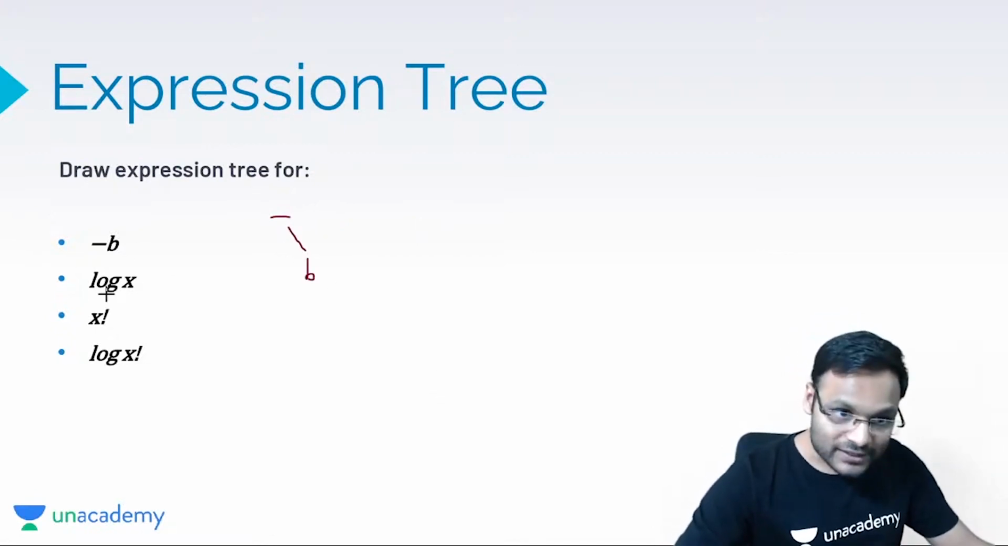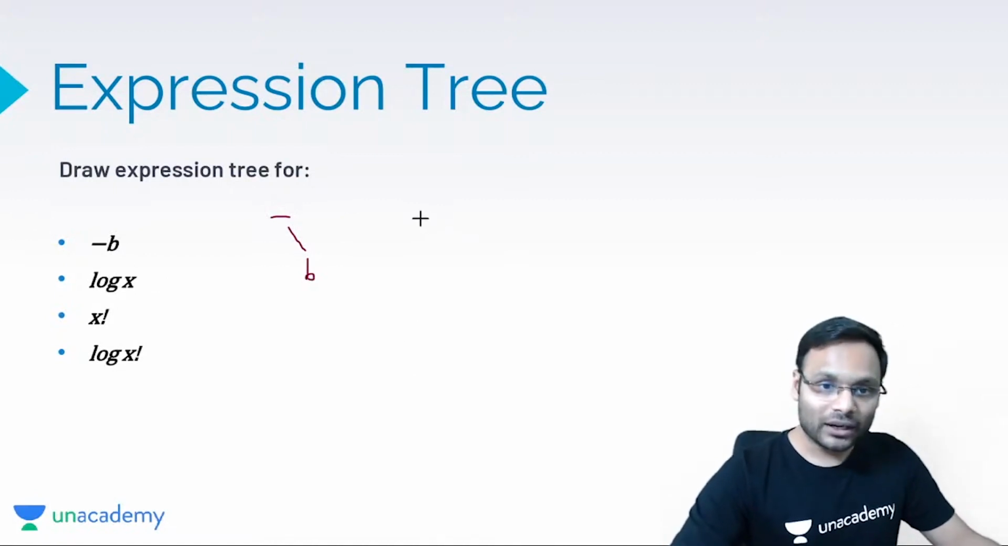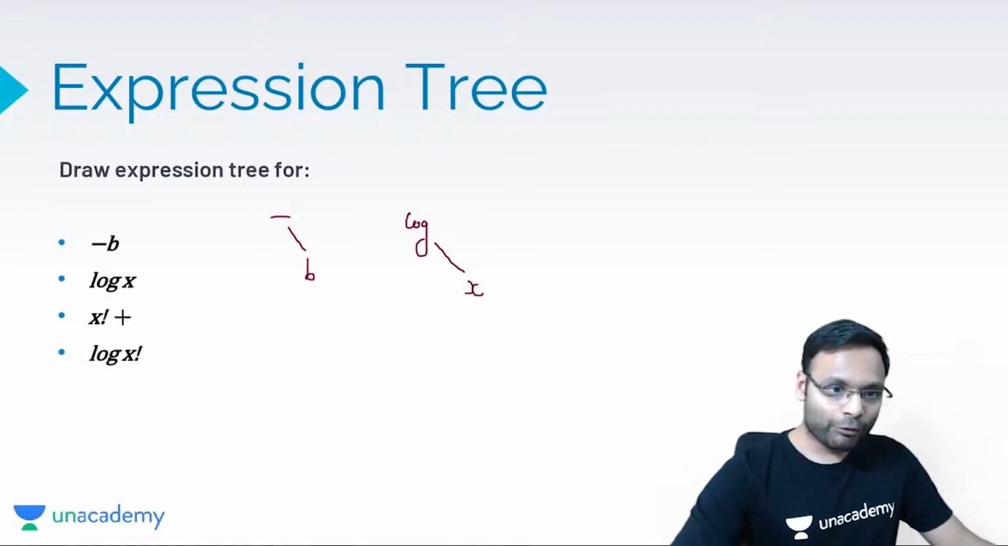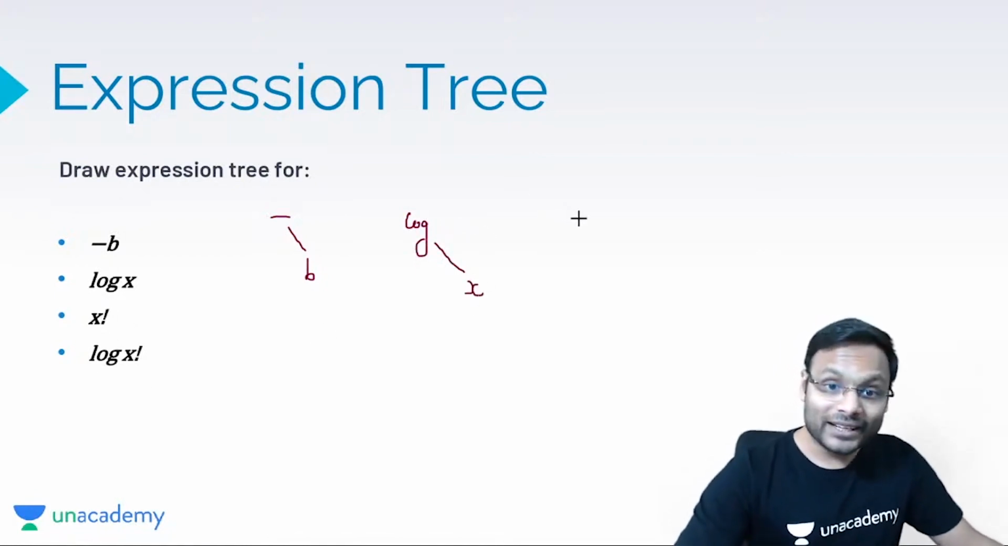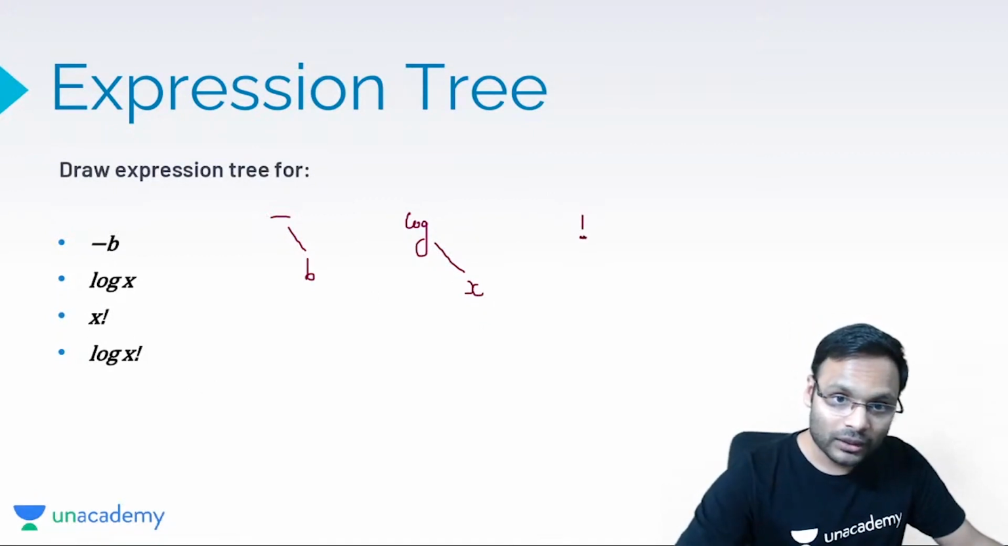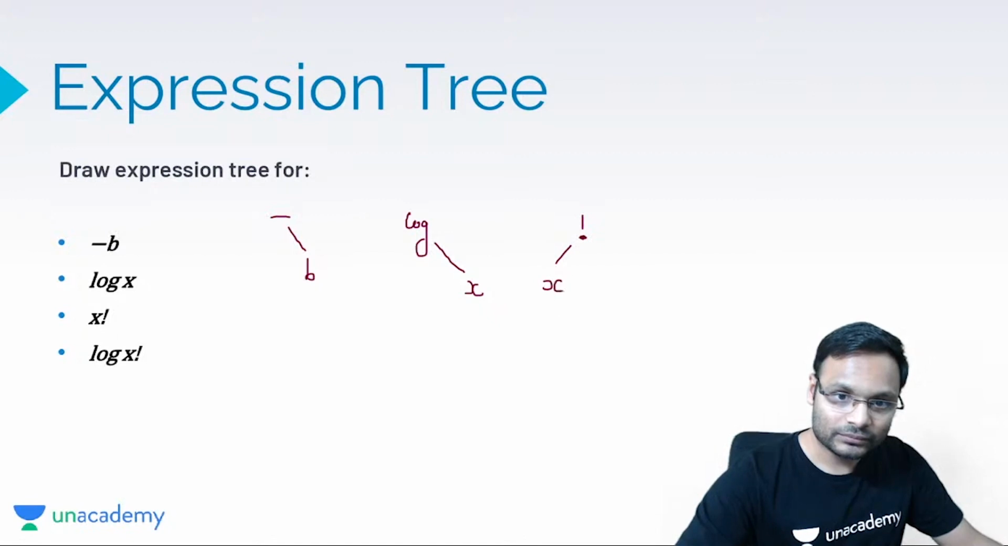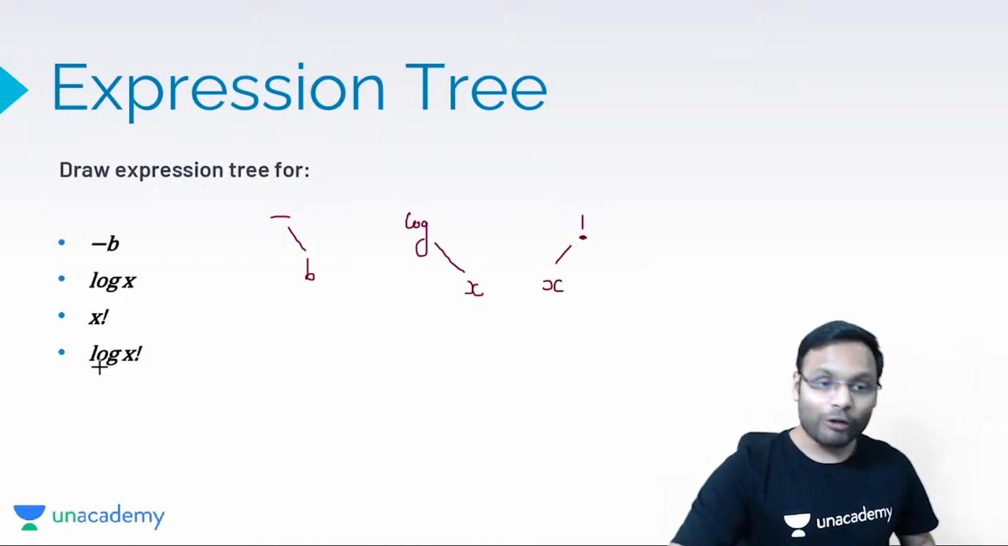For log of x, what is the operator? Log. Only one operand is present? Yes, x. For x factorial, the operator, factorial, is at the root. The operand this time is on the left, x is on the left. Yes.